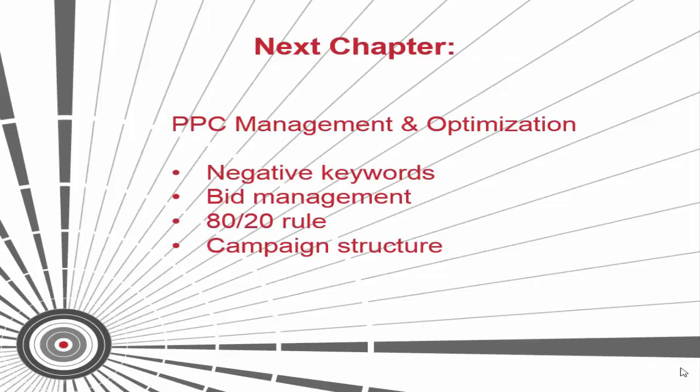In the next chapter, we'll be discussing PPC management and optimization, where we'll be talking negative keywords, bid management, the 80-20 rule, which is really important, and campaign structure.